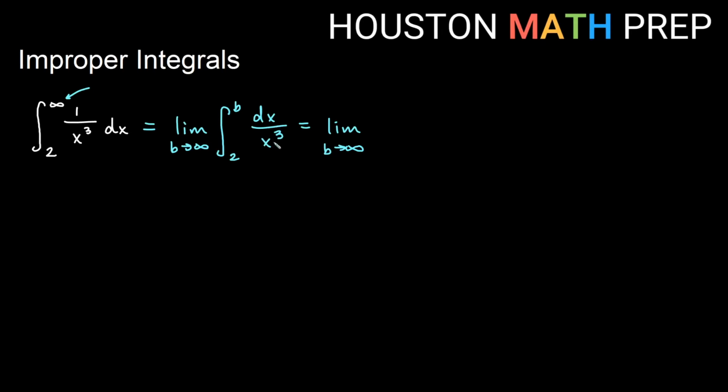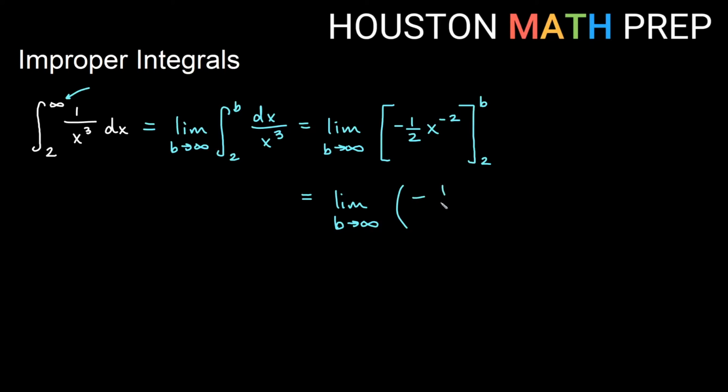This we can think of as x to the minus 3. So for our antiderivative, we will have the power go up by 1, x to the minus 2, and we'll divide by that new power, so that would be negative 1/2. And we'll evaluate from 2 to b. Okay, let's go ahead and plug in our bounds and then think about the limit as b gets really, really big here.